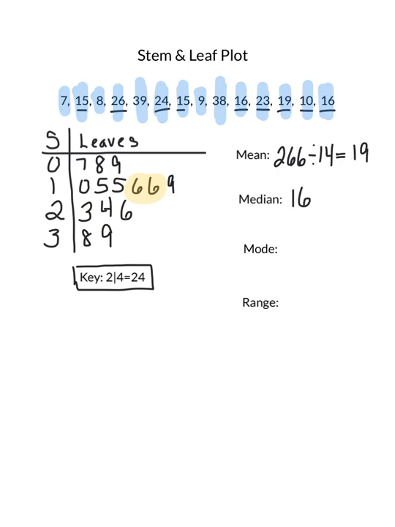My mode is the number or numbers that occur the most. In the teens, I see two 15s and two 16s, so in this case, it's going to have two modes, 15 and 16. And then don't forget the range is the greatest minus the least. So my greatest number is 39, minus the least, which is 7. And therefore I get 32.